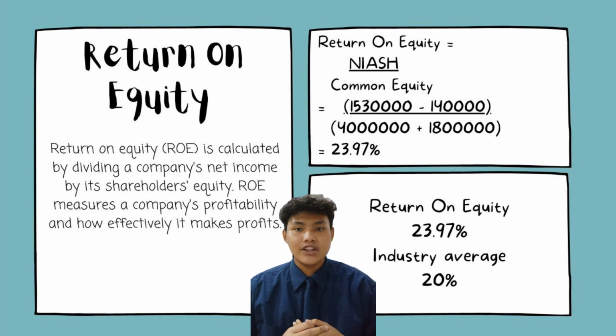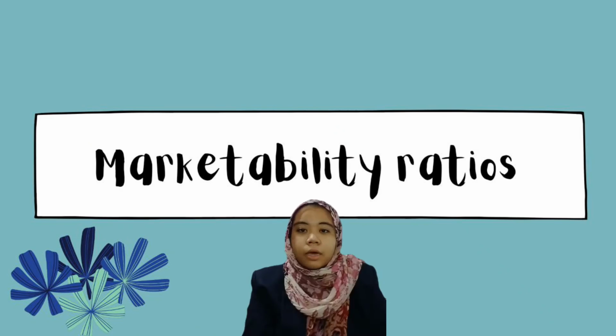Hikmah Bati Berhad's return on equity is 23.97%, which is higher than the industry average of 20%. As a result, Hikmah Bati Berhad's performance is commendable or good. We can boost asset turnover to improve return on equity. The turnover of assets is a measure of a company's efficiency.